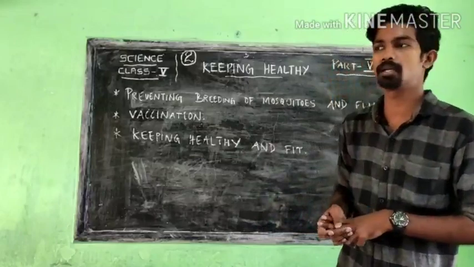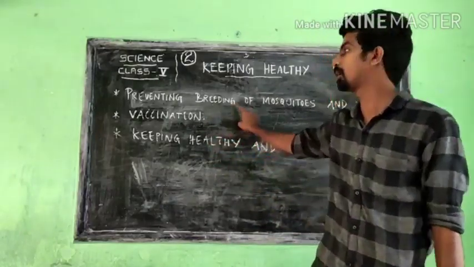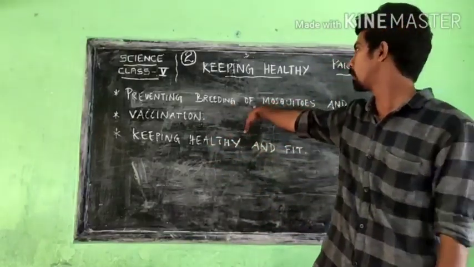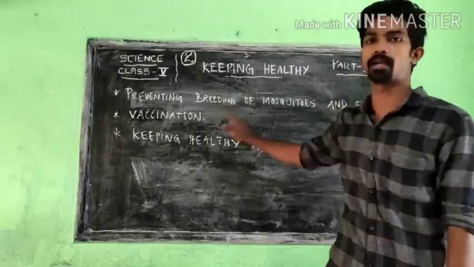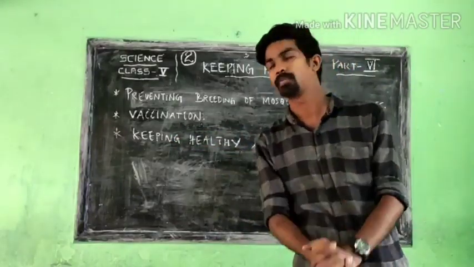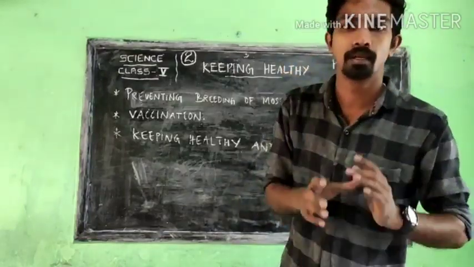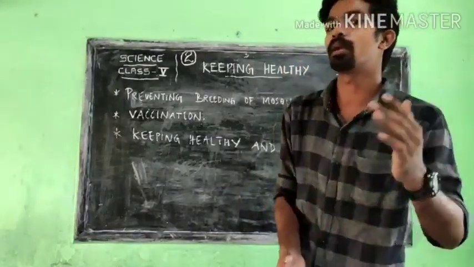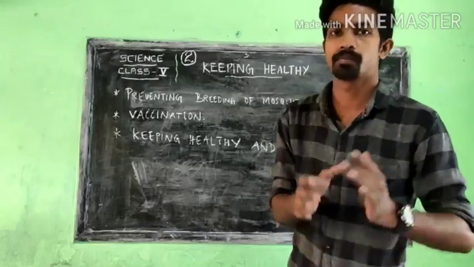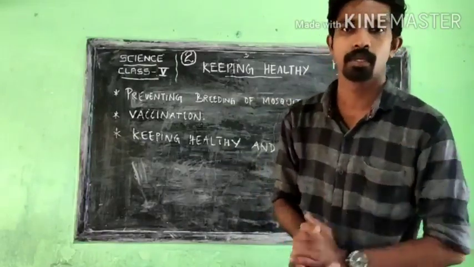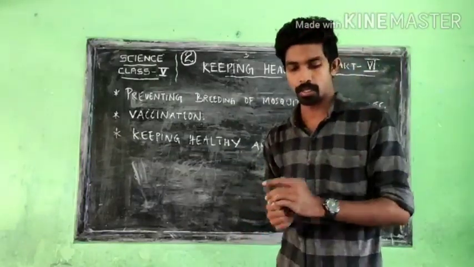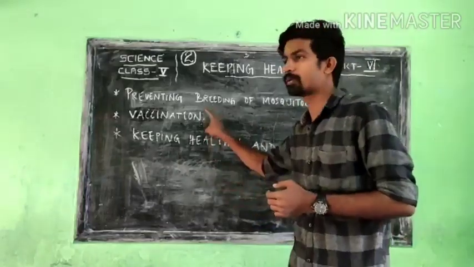Two topics we already discussed, and today we are discussing preventing breeding of mosquitoes and flies, then vaccination, then keeping healthy and fit. If you are healthy, if you are fit, then what happens? You are always far away from different types of diseases. So moving on to the topic.